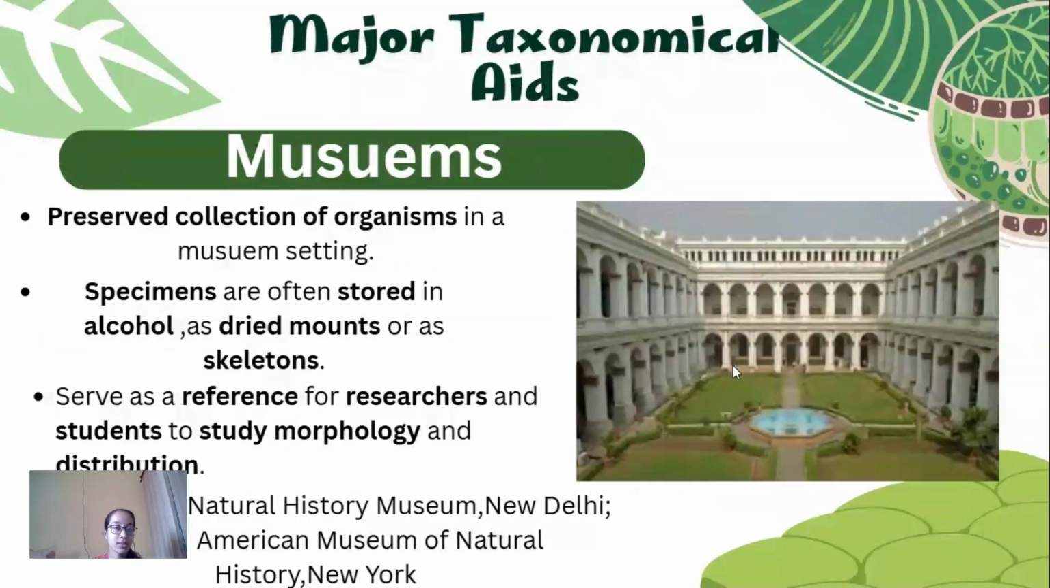The fourth taxonomical aid is a museum, where a preserved collection of organisms is seen, mainly in the form of fossils. Specimens are often stored in alcohol, as dried mounts, or as skeletons. It serves as a reference for researchers and students to study morphology and distribution. Example: Natural History Museum, New Delhi. This is the Indian Museum located in Calcutta.